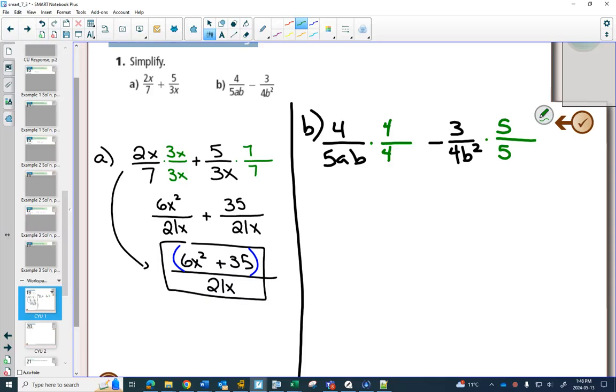Next, we look at variables. Okay? This one has an A. This one doesn't have an A. So I'm going to need an A in the second. This one has one B. This one has a B squared. Does it make sense that this first one needs another B to make a B squared?